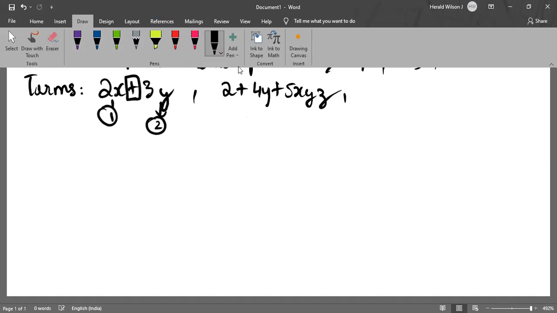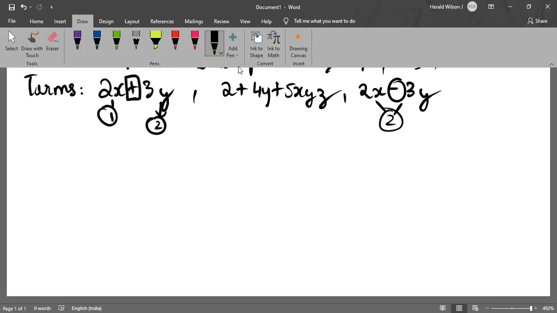See, same thing, only the sign is different here. So 2x minus 3y, if you take here, minus sign is again separating 2x and 3y. So again there are two terms here. This is one term and this is one term.